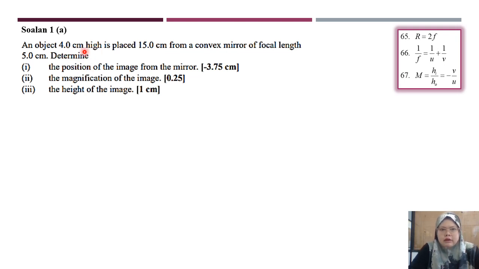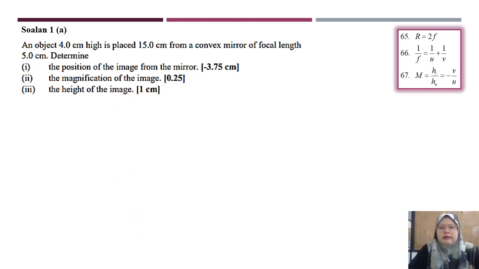So this is the height of the object. It's placed 15 cm from a convex mirror. Don't just look at 15 cm, you have to look also at the convex mirror, of focal length 5 cm. So this way you determine the position of the image from the mirror, the magnification of the image, and the height of the image.